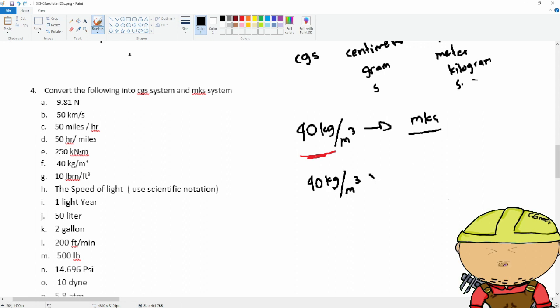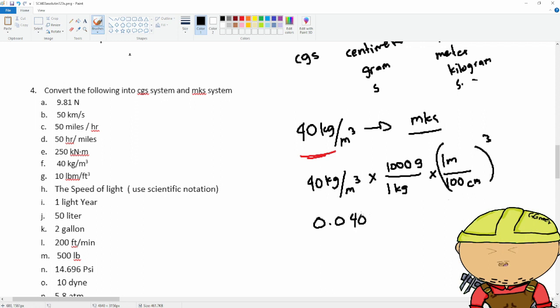For CGS, let's convert that to gram and centimeter, right? 1 kilogram is 1,000 gram, times 1 meter is 100 centimeter. And again, because our meter, or length, is cubed, we cube our conversion. And that will become 0.040 gram per centimeter cube.